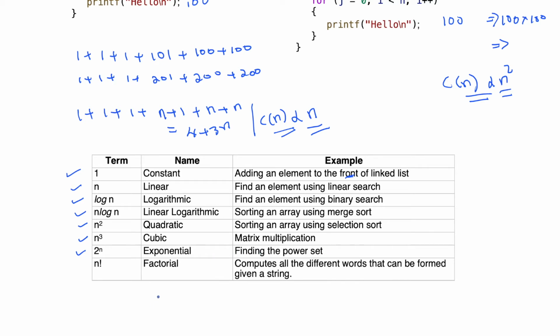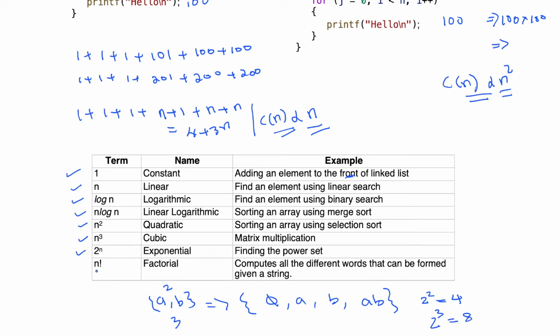Power set means, for example, if you have two different elements in an array, then the power set of this particular array will be null, then A, then B, then AB. We are finding all the combinations that can be formed by taking the elements of this particular input AB. So here you have two elements in the input, and the output has 2^2, which is equal to 4 elements. In an algorithm which takes exponential time complexity, if you have the input size as 2, then the time for completing that algorithm will be in terms of 2^2 equal to 4. Similarly, if you have 3 elements, then the time taken will be in terms of 2^3, which is equal to 8. So this is the case of an exponential time complexity.